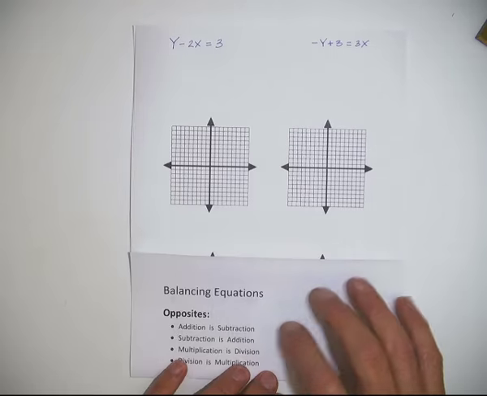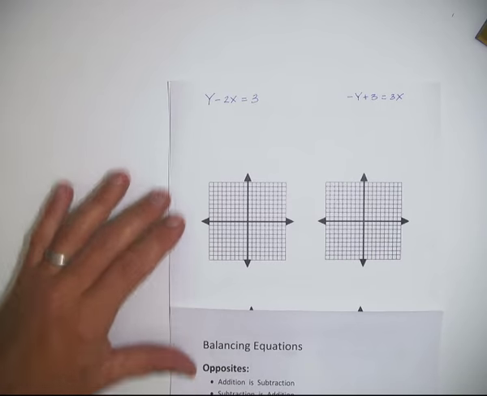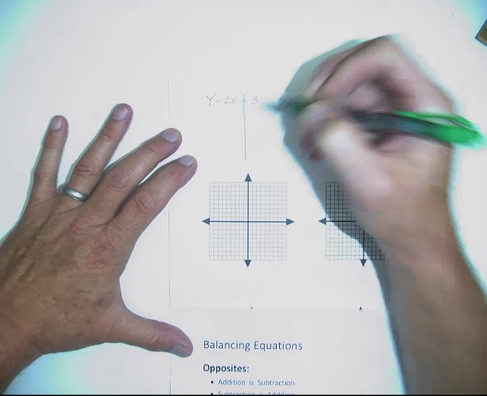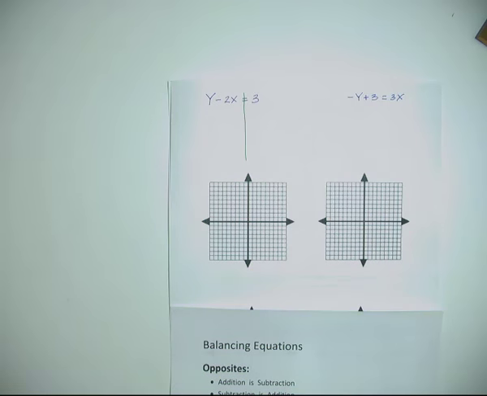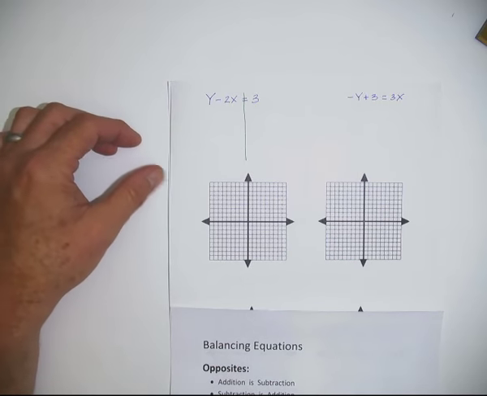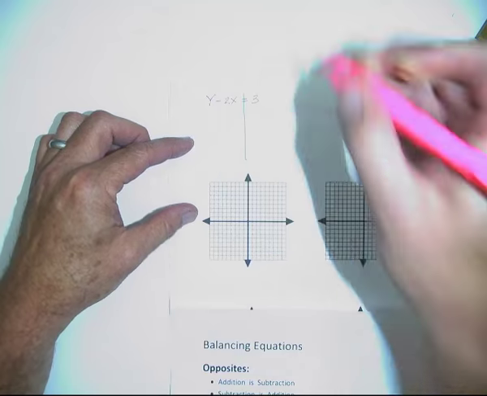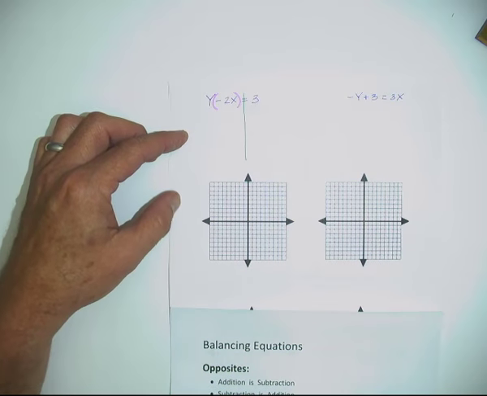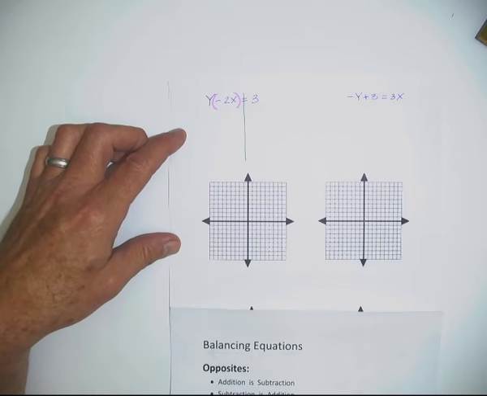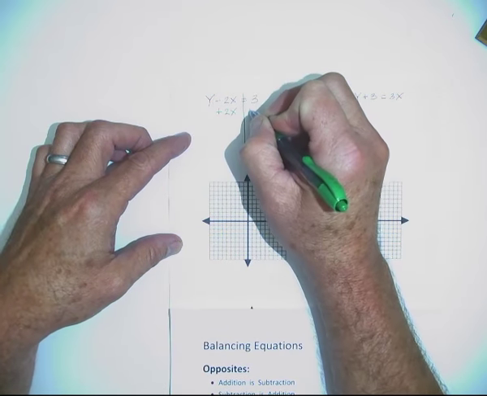Okay, so here's our first equation here. y minus 2x equals 3. Now we have to think of our equal sign as our balance point. And remember that whatever we do to one side, we have to do to the other side. So we have y minus 2x equals 3. We need to get this minus 2x off of this side. The opposite of subtraction is addition, so we need to add 2x to both sides.